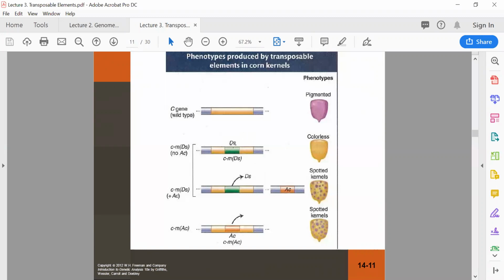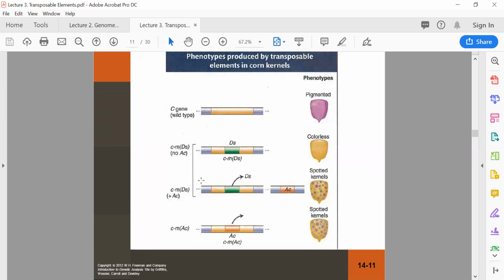Because the DS is inserted into that gene, it disrupts the function of the gene, so it can't produce any pigment, and you have a completely colourless kernel. And keep in mind that pigmented spots never develop because there's no AC present in the genome to activate DS to move out of that gene and thereby restore function, which would produce spots in the kernel. Okay, so that's that line.